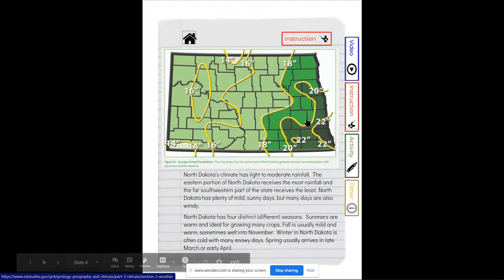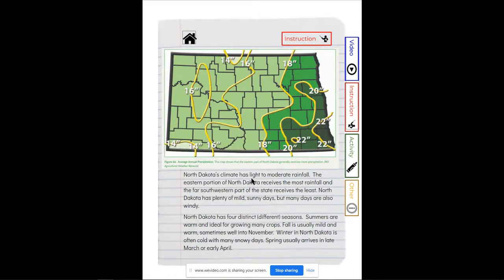Continuing with our instruction, North Dakota's climate has light to moderate rainfall. The eastern portion of North Dakota receives the most rainfall, and the far southwestern part of the state receives the least. North Dakota has plenty of mild, sunny days, but many days are also windy.